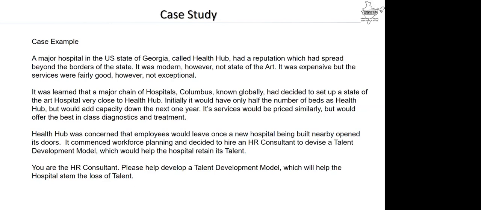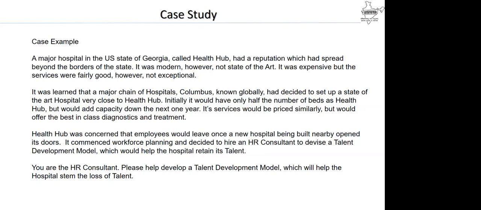Yeah, I'll do that. So the case study is: a major hospital in the US state of Georgia called Health Hub had a reputation which had spread beyond the borders of the state. It was modern, however, not state of the art. It was expensive, but services were fairly good, however, not exceptional. It was learned that a major chain of hospitals, Columbus, known globally, had decided to set up a state of the art hospital very close to Health Hub. Initially, it would have only half the number of beds as Health Hub, but would add capacity over the next 1 year. Its services would be priced similarly but would offer the best in class diagnostics and treatment.